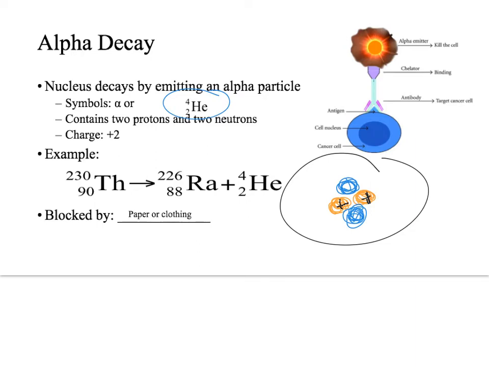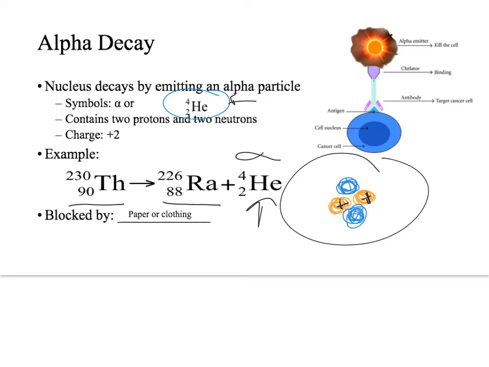Because it doesn't have any electrons with it, it does have a positive 2 charge, but we're not as concerned about that. We're mostly concerned that you recognize this symbol as an alpha particle. So an example would be a thorium nucleus here that has a mass of 230, and it decays by giving off a helium nucleus or an alpha particle. Okay, when it does that, the leftover, or what we call the daughter atom, is this radon 226.